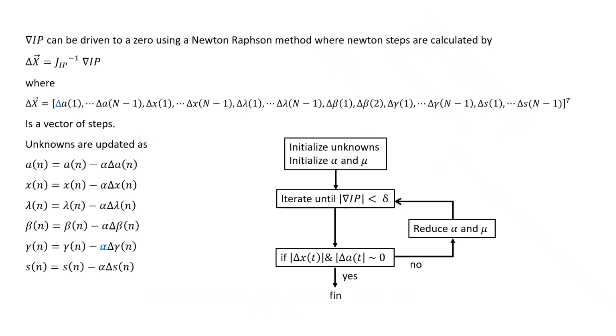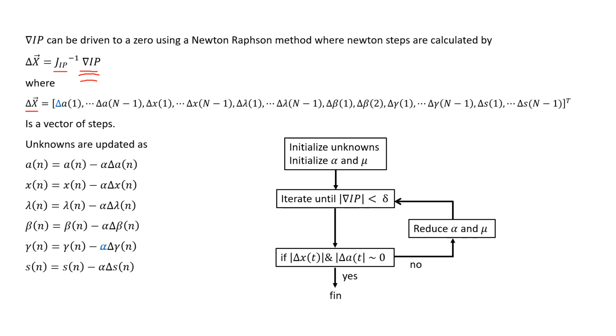The gradient of the IP can be driven to zero using a Newton-Raphson method, where Newton's steps are calculated by taking the inverse of the Jacobian and multiplying by the gradient of the IP evaluated at the present state. This gives us a vector, delta x, which contains the change in the state such that these changes point in a direction that is away from the zero location of the gradient of the IP. Therefore, it's easy to update our states such that we're moving in a direction which is toward the zero of the gradient of the IP.